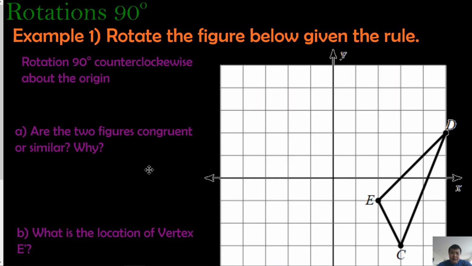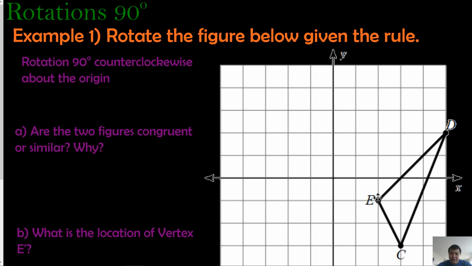So let's try this one out. This one says rotating 90 degrees counterclockwise about the origin. What it means by about the origin is that this is kind of the anchor point, and so we're rotating around that anchor point. And when we do that, we're going to have this E go into quadrant 1, C is going to go to quadrant 1, D is going to go to quadrant 2.